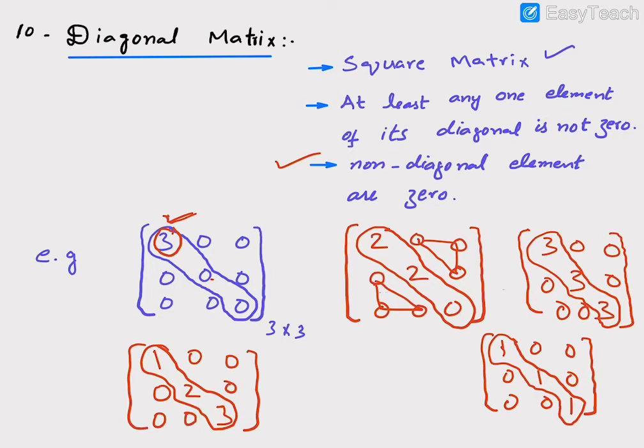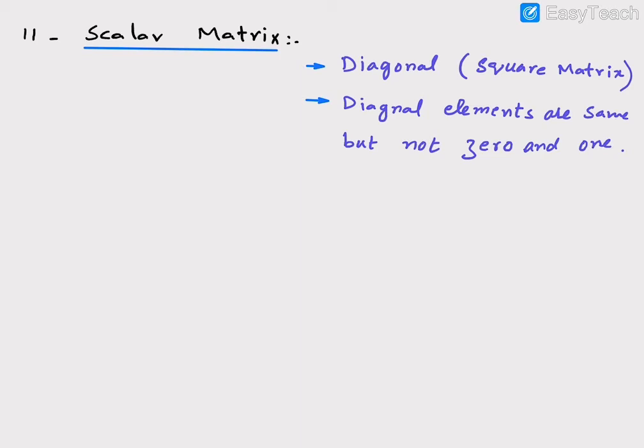Hope you understand diagonal matrix. Next is scalar matrix. A scalar matrix should be a diagonal matrix. Diagonal matrix means it should be a square matrix, and diagonal elements are same, but it should not be 0 and 1. What is the meaning of this one? For example, there is a matrix whose elements are -2 0 0, 0 -2 0 and 0 0 and -2.